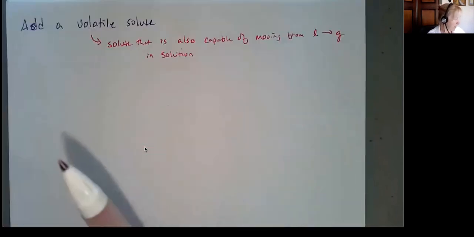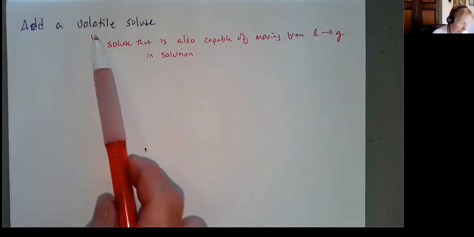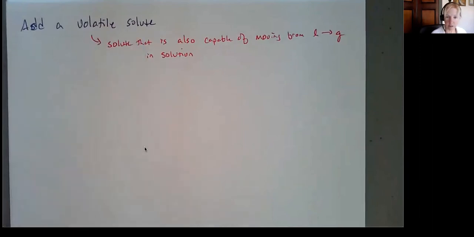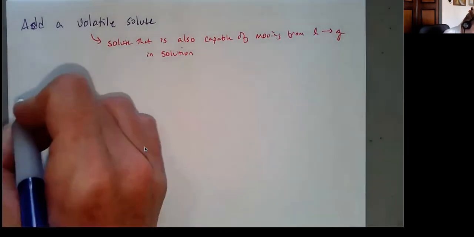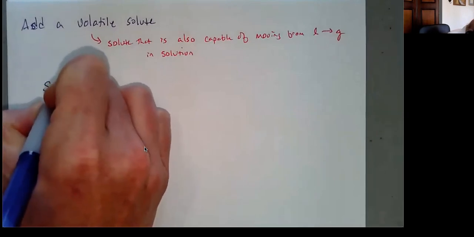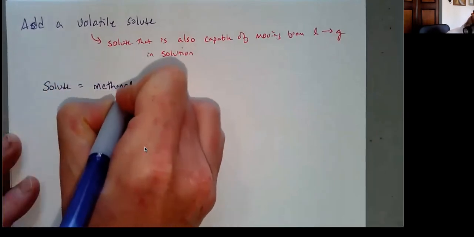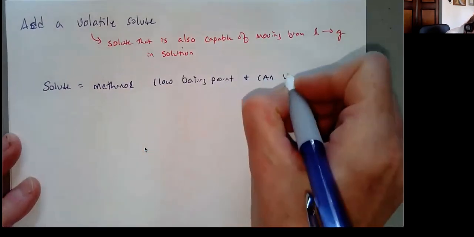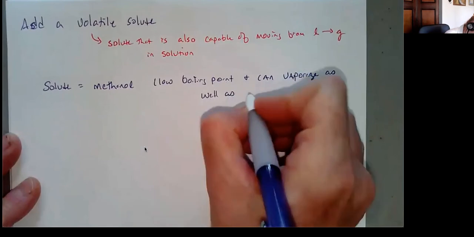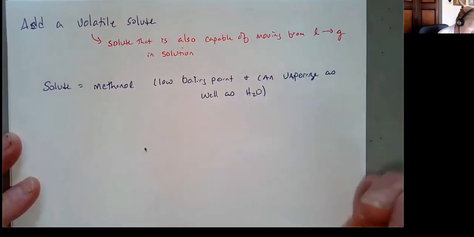But what happens if I have two things, and let's say my solute is volatile, meaning that it can move from the liquid to the gas phase in addition to the solvent? Something like this would be your alcohols, so methanol, ethanol. So let's say my solute is going to be methanol, which has a low boiling point and can vaporize as well as water, and probably even better.